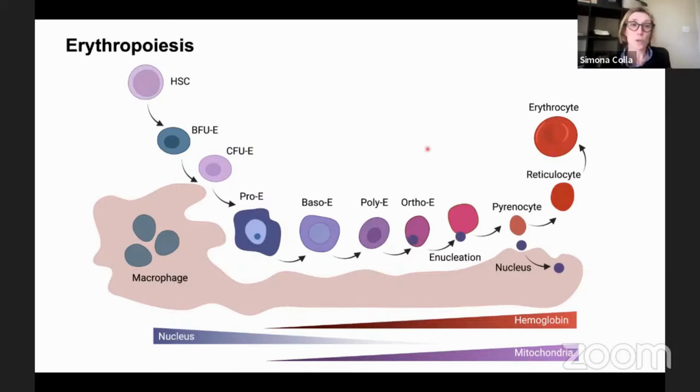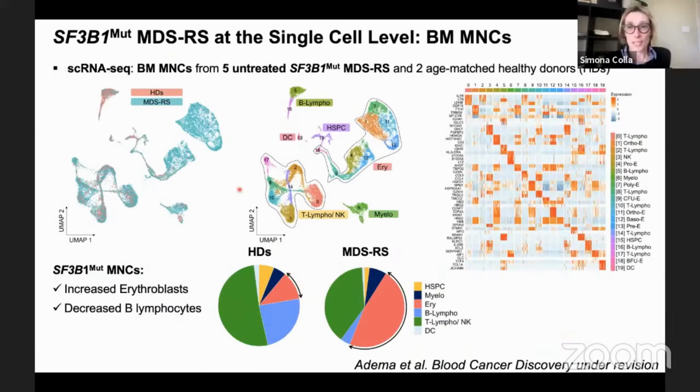So the issue for us was, okay, this is a disease affecting erythropoiesis. Which of the cells is affected by this disease? To do so, we performed a single-cell RNA sequencing analysis in bone marrow. We also did single-cell RNA sequencing analysis in the stem cell progenitor cells, but this is another example.